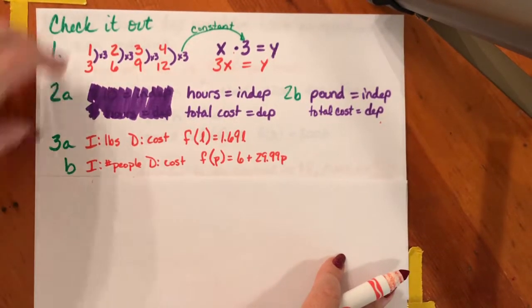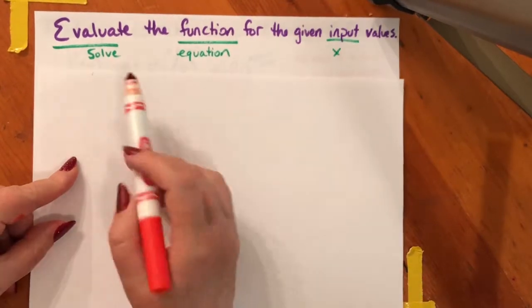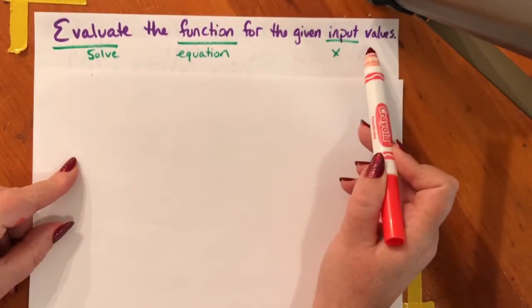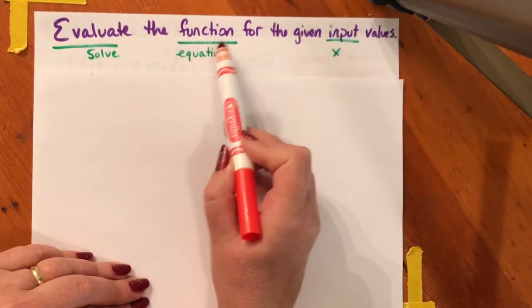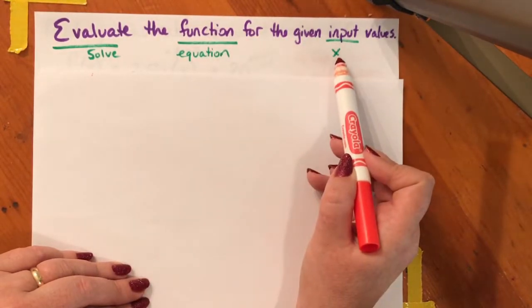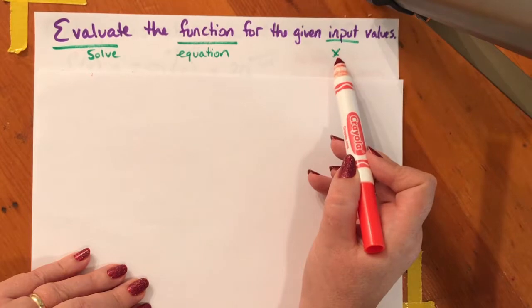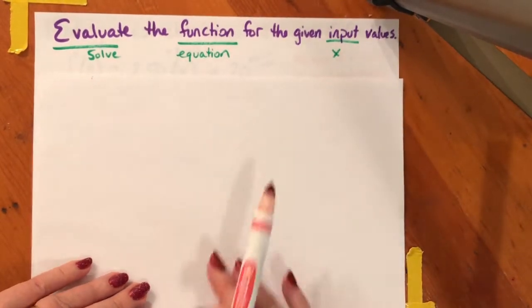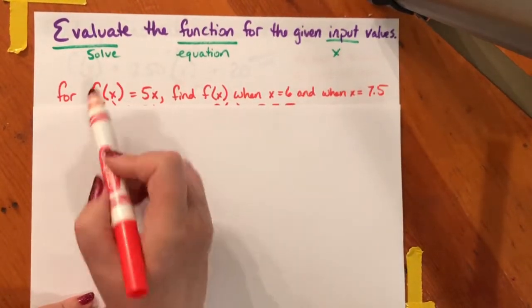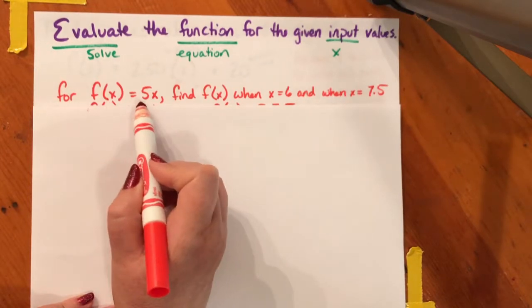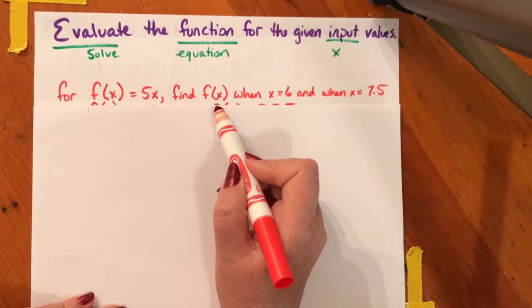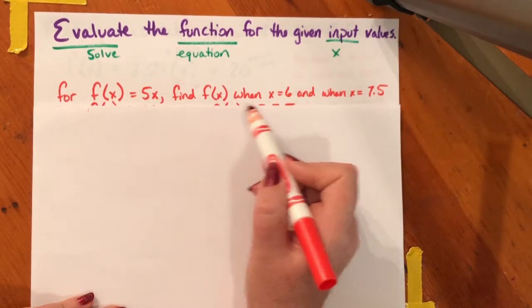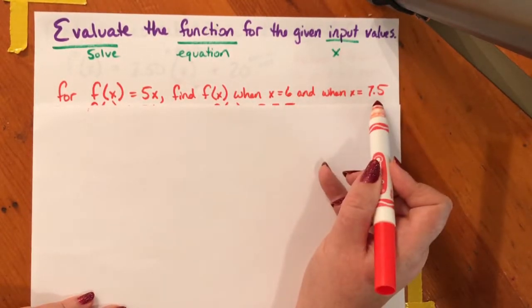Now we go on to example 4. This asks you to evaluate the function for the given input values. This means solve the equation for all of the x's that I give you. And when you translate it, it just doesn't sound that scary. The first thing it says is, for the function f of x that equals 5 times x, you're going to find f of x, which is the answer, when x equals 6 and when x equals 7.5.